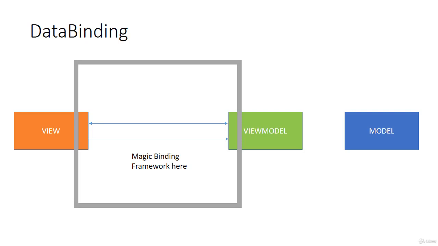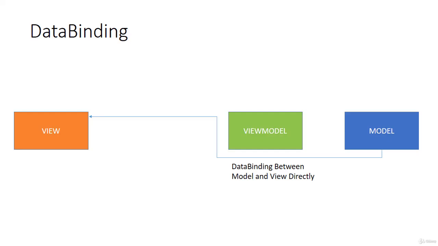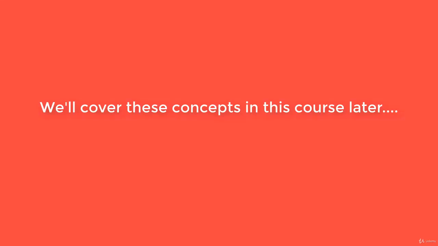I have already mentioned that between the view and view model we have a data binding framework. And this data binding is used to pass the information to the view from the view model. But very often we have data binding going between our view and the model classes directly. And let me clear things up again. It's said that the view doesn't talk directly with the model, but this is not always true. Sometimes a situation comes when it's necessary to create a binding between the view and the model. And as we move forward in this course, we will take a closer look via practical implementation.